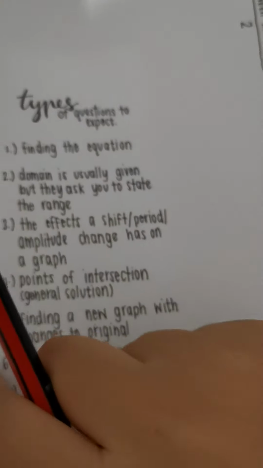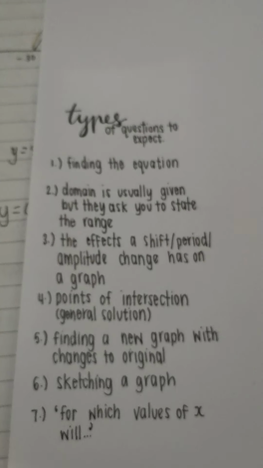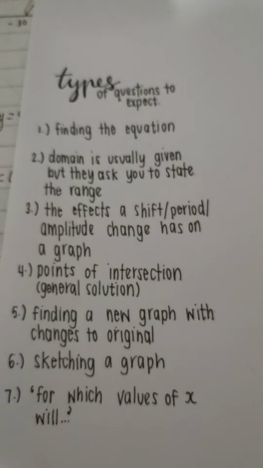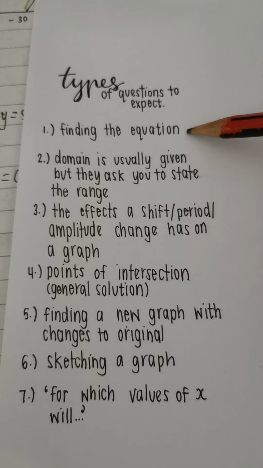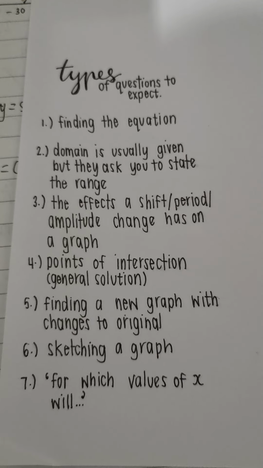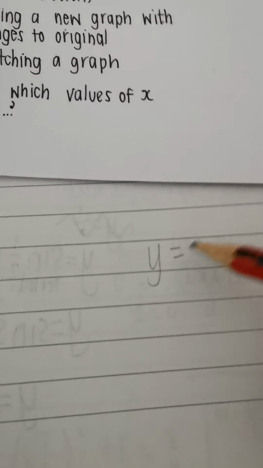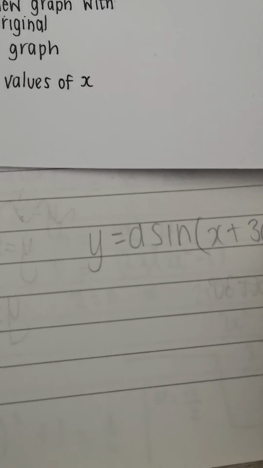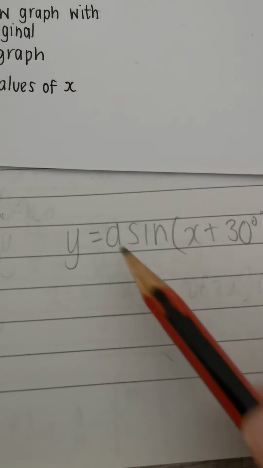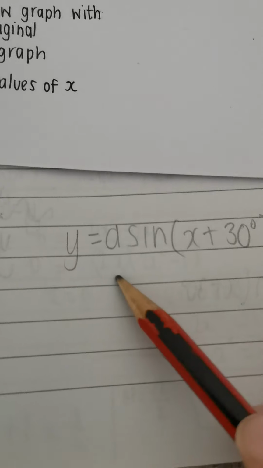Right, one last thing, and this ties into everything that I'm going to say in the next video that I make for you guys. Okay, the types of questions that you should be able to answer or you should expect in your paper. Okay, you need to know how to find the equation. Sometimes we'll write it exactly like this. We'll say y is equal to a sine 30 degrees, for example. Find, or first question, determine the value of a.